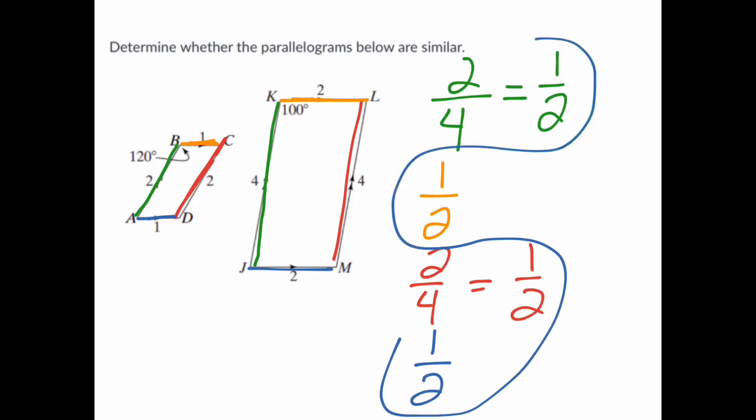So now we just have to check the angles, because remember the angles have to be congruent. So angle K here and angle B would have to be congruent. But notice angle K is 100 and angle B is 120. So even though the sides are proportional, the angles are not congruent, which means that these parallelograms are not similar.